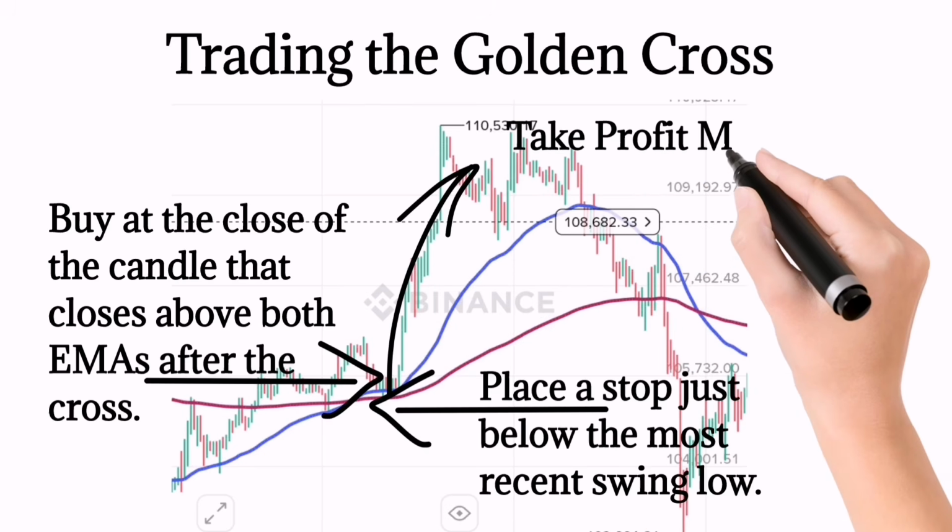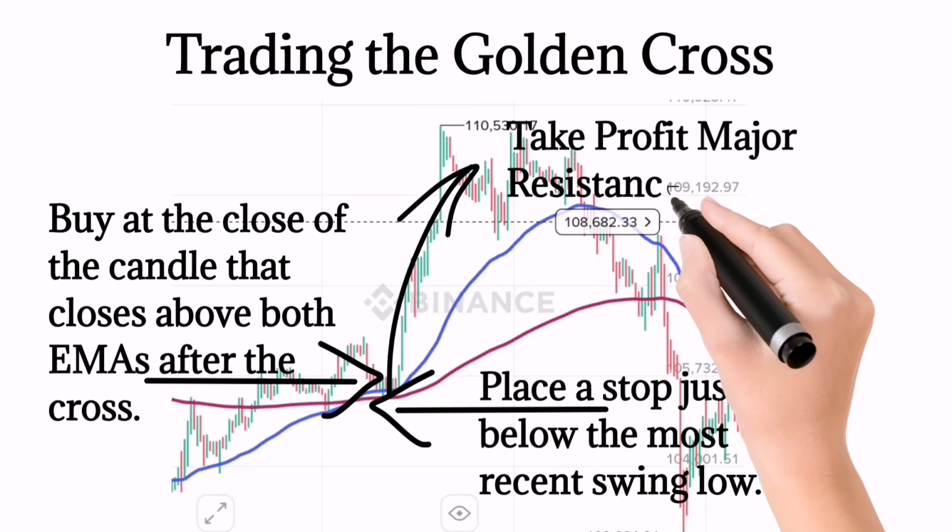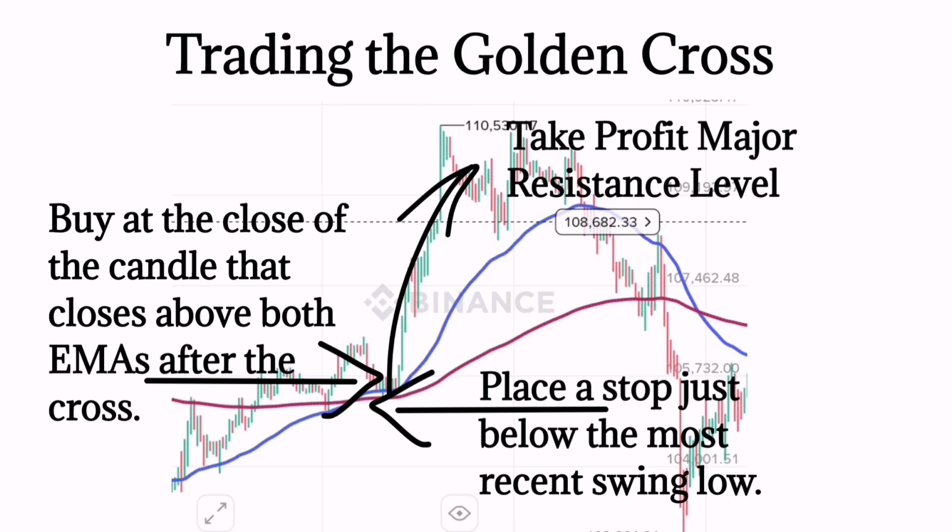Risk management. Never risk more than 1 or 2% of total account equity on a single trade. That single rule keeps you in the game long enough to let statistics work. Mindset tip. A golden cross is a marathon, not a sprint. Allow the trend time to breathe. Trying to double your account overnight usually sabotages the setup.